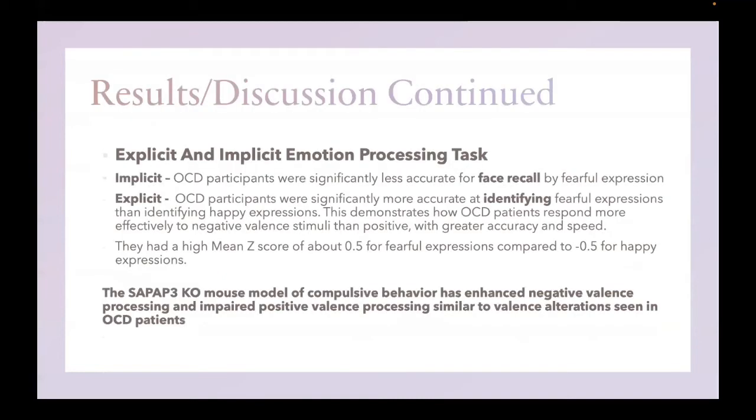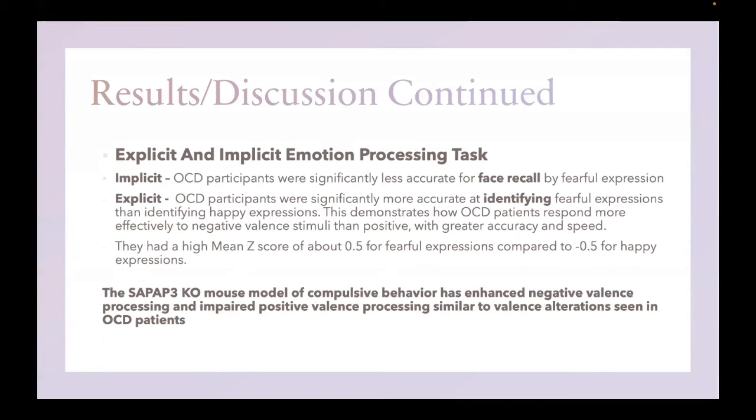The results from the explicit and implicit emotion processing task show us that OCD participants were significantly less accurate for face recall by fearful expression, but were more accurate at identifying fearful expressions than identifying happy expressions. And that demonstrates how OCD patients respond more effectively to negative valence stimuli than positive with greater accuracy and speed. They also had a high mean Z-score of about 0.5 for fearful expressions compared to negative 0.5 for happy expressions.